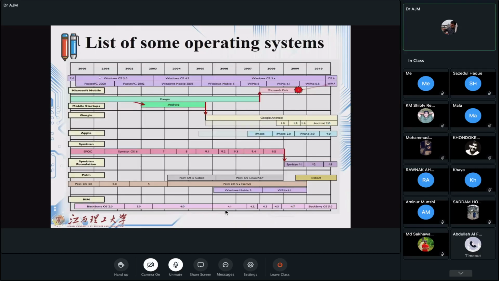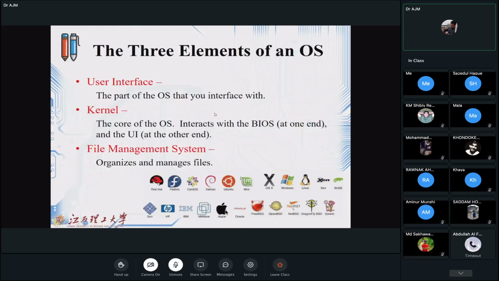We will talk about this figure more in today's lecture. What we expect from an OS is that it always should have three elements. One is the user interface or UI, which is the part of the OS that you interface with. The next part is the kernel, which is the core of the OS and interacts with the BIOS at one end and the UI at the other end. It means the kernel is something like a bridge that connects the BIOS to the UI.